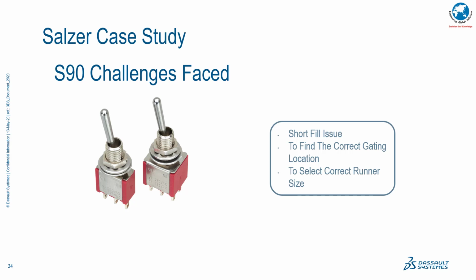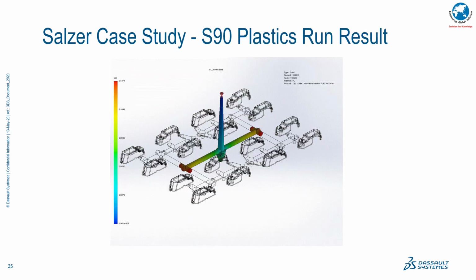And we have one more customer called Salzer Electronics at Coimbatore. They're developing a product called S90. They were facing some issues in the part design, and they needed to find the correct gate location and correct runner size. For that, they tested those designs in Sawdust Plastics.